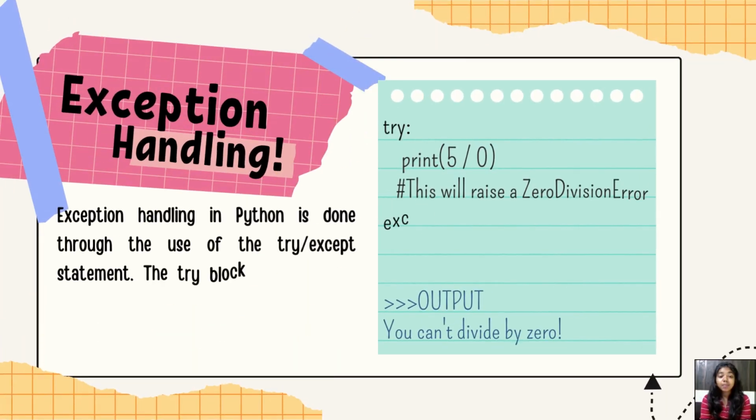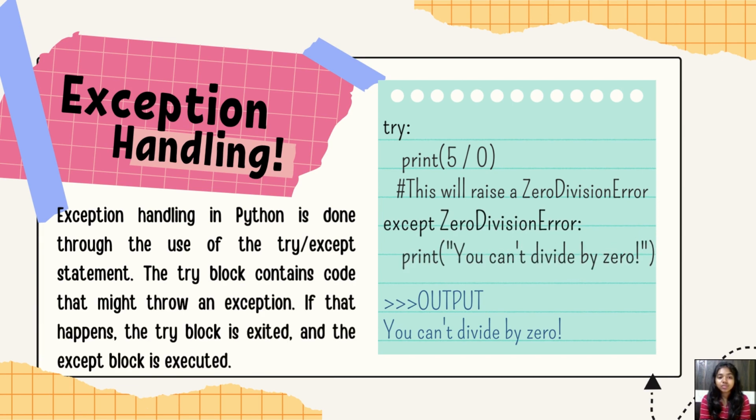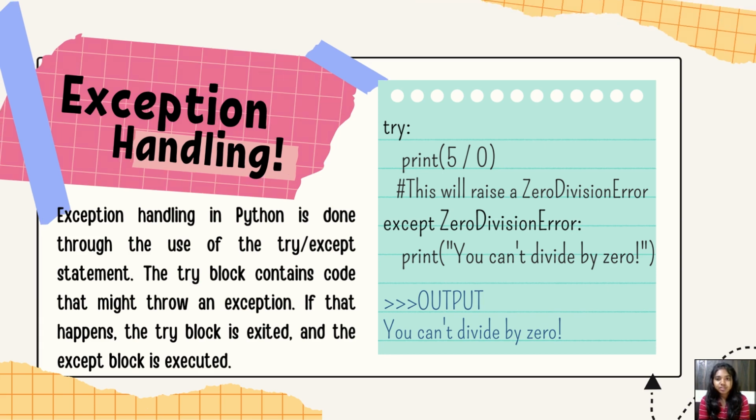Exception handling in Python is done through the use of the try and except statements. The try block contains code that might throw an exception or an error. If that happens, the try block is exited and the except block is executed. In this example, trying to divide by 0 raises a zero division error. The except block catches this exception and prints a message instead of allowing the program to crash. The user can catch multiple exceptions by using multiple except blocks.